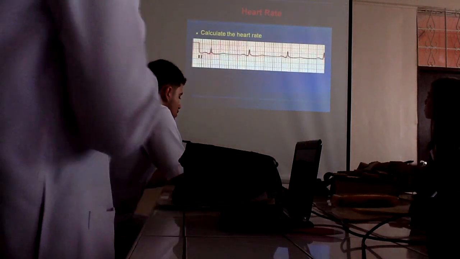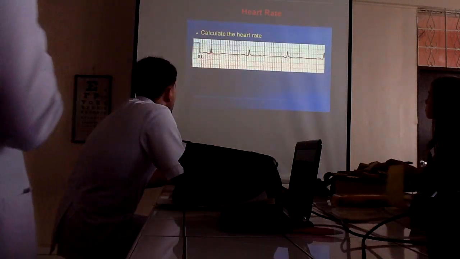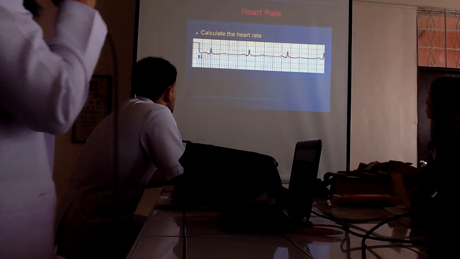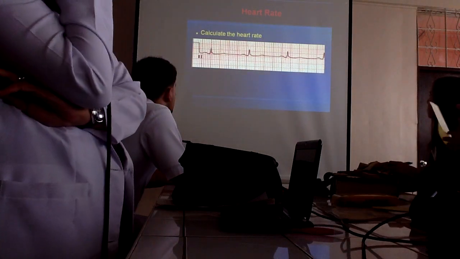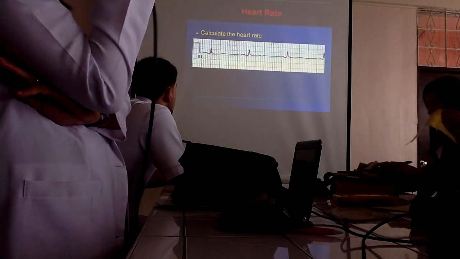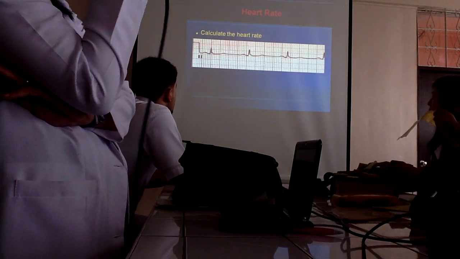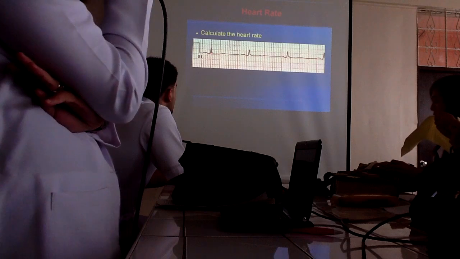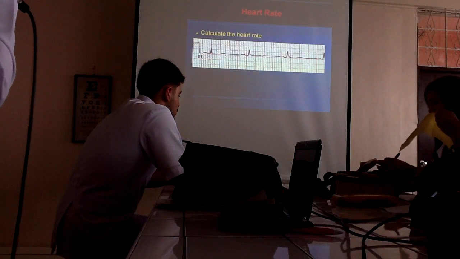So now, calculate the heart rate. First 300, 150, 100. Whatever method, not the 6-second method because there's no marker on top. That's the 1,500 and the square method.